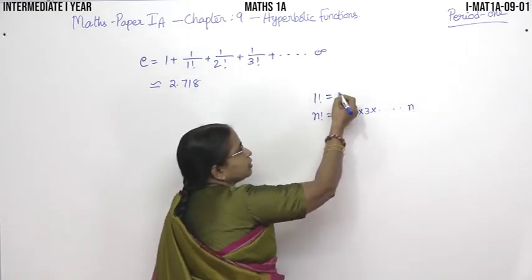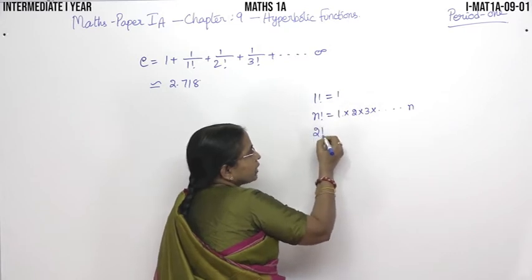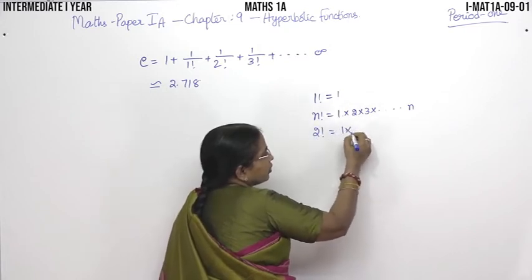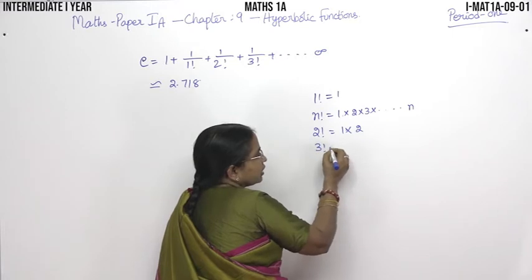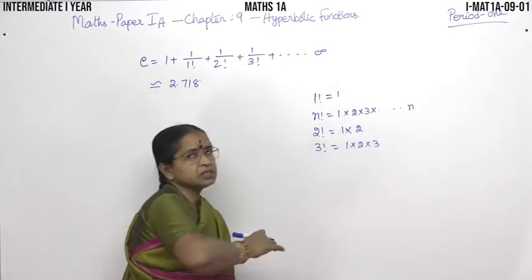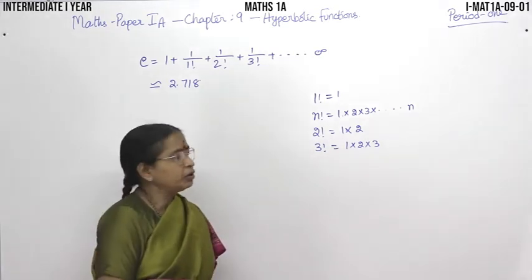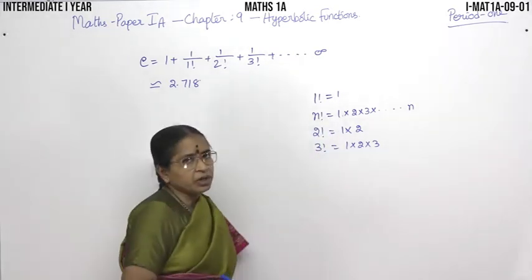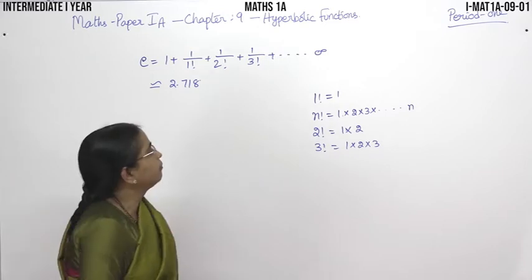So 1 factorial is 1 only. 2 factorial is 1 into 2. 3 factorial is 1 into 2 into 3, like that. 4 factorial is 1 into 2 into 3 into 4, like that. So this is about n factorial.